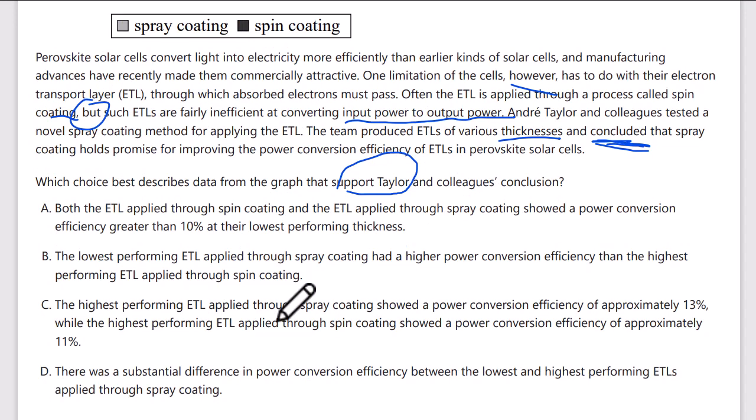Both the ETL applied through spin coating and the ETL applied through spray coating showed a power conversion efficiency greater than 10% at their lowest performing. No, that's not the idea. I mean, that might be true according to the graph, but that is not answering our question.